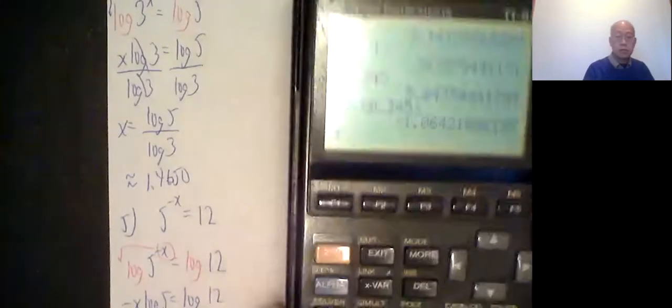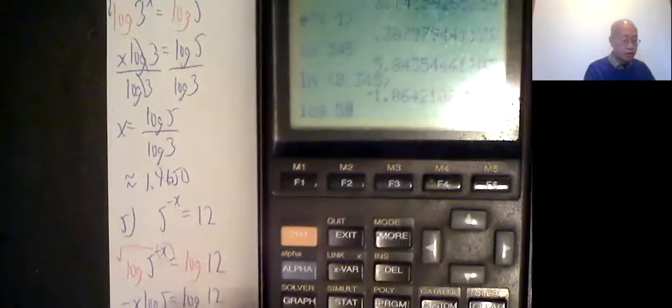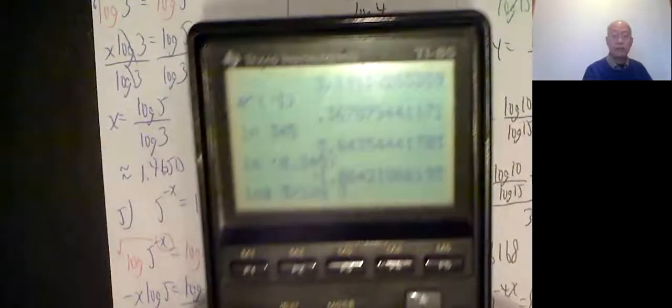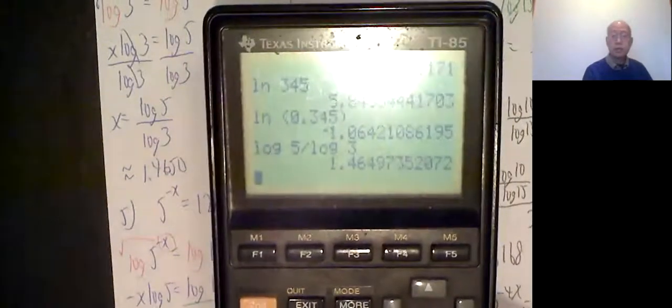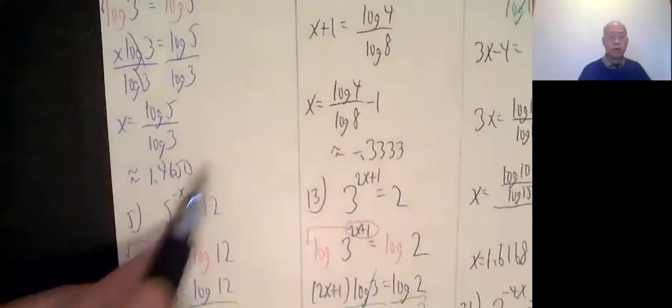So let me try. Log 5 divided by, log is right here, so log 3. Log 5 divided by log 3. 1.46497, which is 1.4650 rounded off.